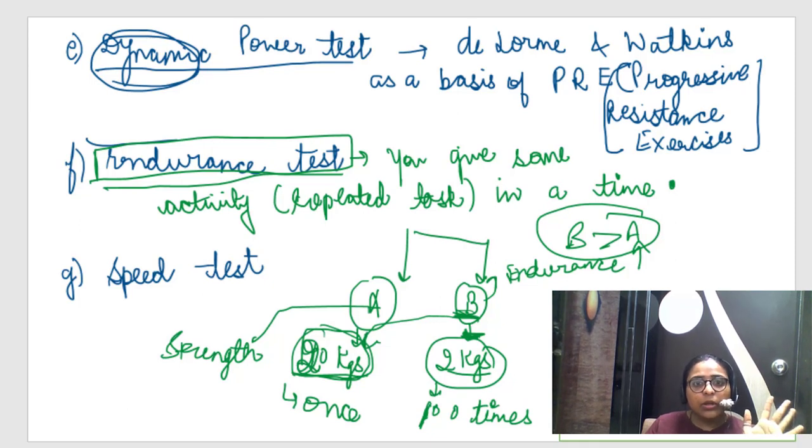But in the case of person A, he lifted the maximum amount of weight but only once, right? So it is his strength, not endurance. If you have to check the endurance of a patient or person, you have to give him a task in which he has to do the activity repeatedly, so that it tests his endurance. Clear? So that is your endurance test.